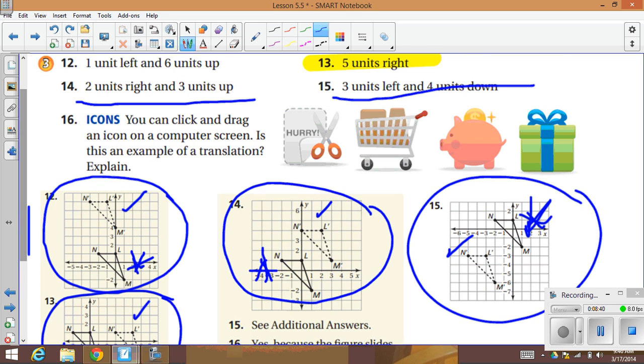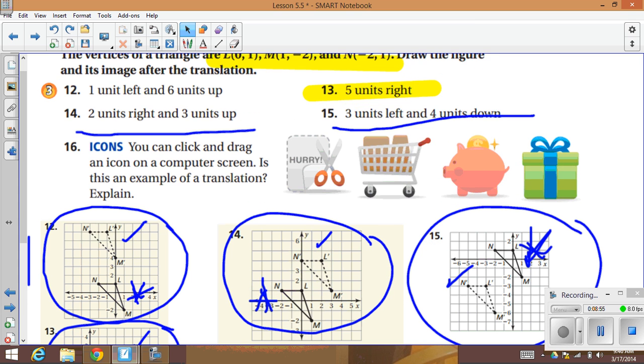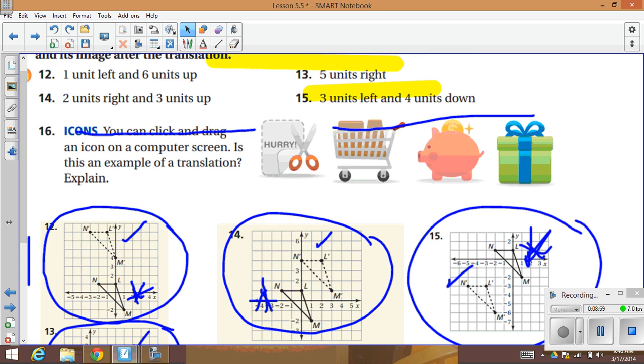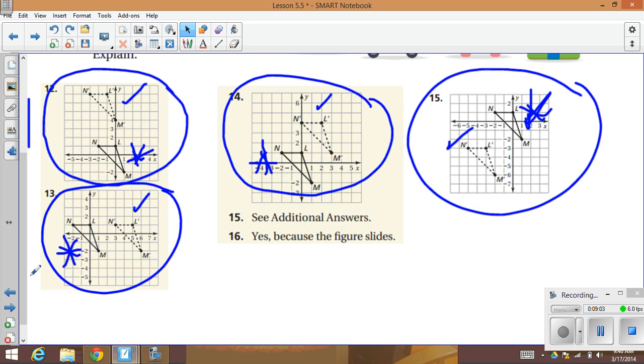Okay. Number 16 says, can you click and drag each icon on a computer screen? Is this an example of a translation? So if you look at these icons here, they're asking if you can click and drag them across the screen. Well, if we move them, they're not changing shape or size, they're just moving around the screen. So your answer is yes, because the figures can slide.